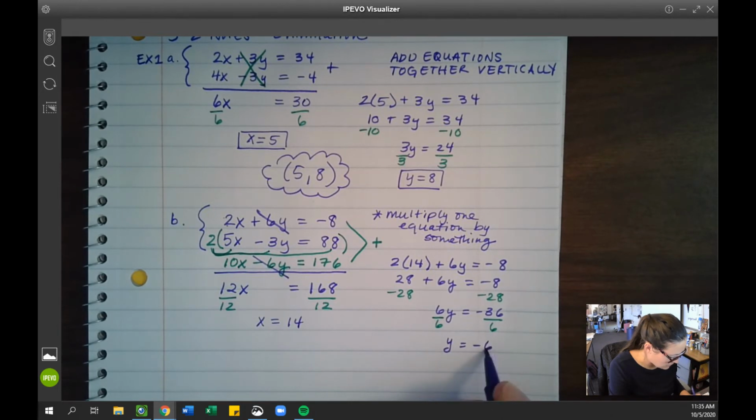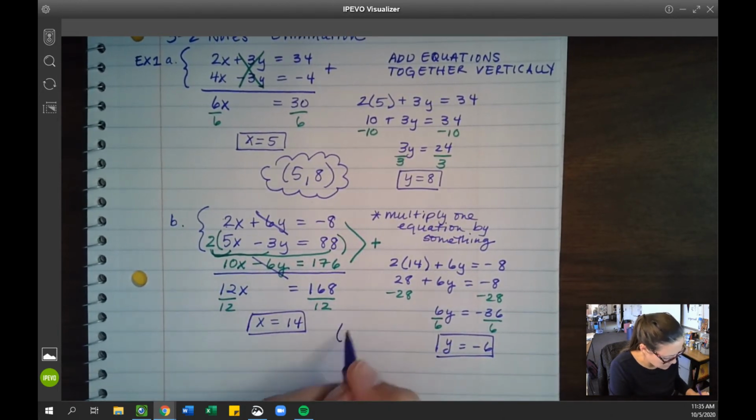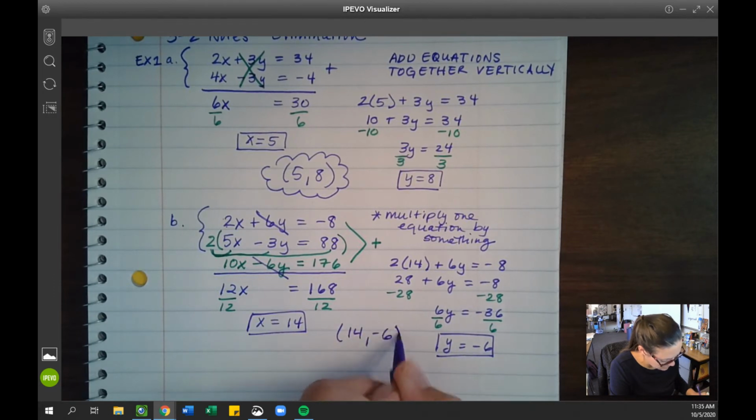Y equals negative 6. So my answer would be 14, negative 6.